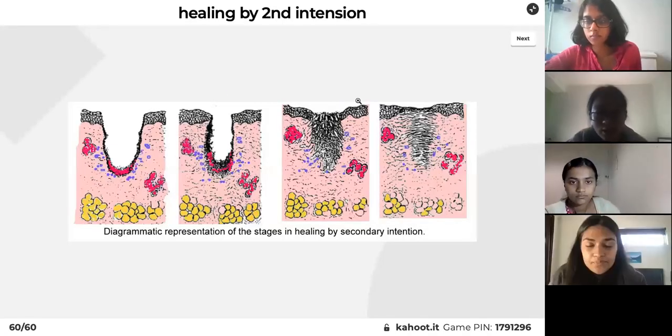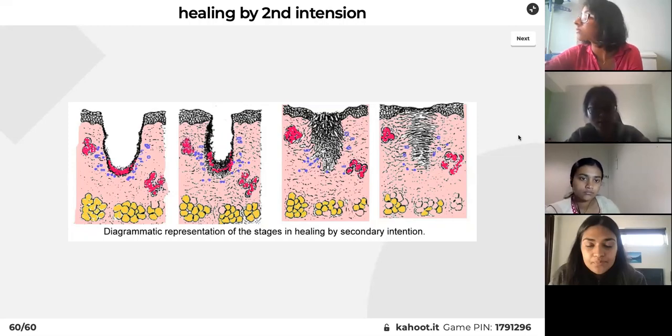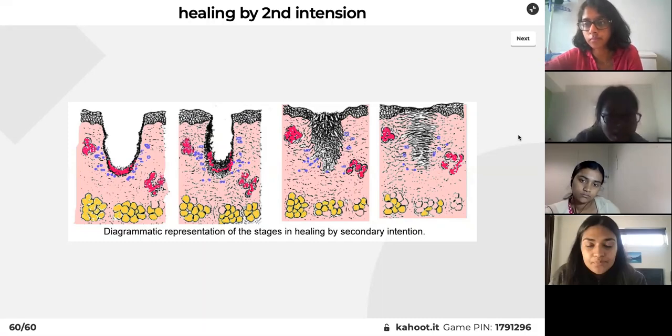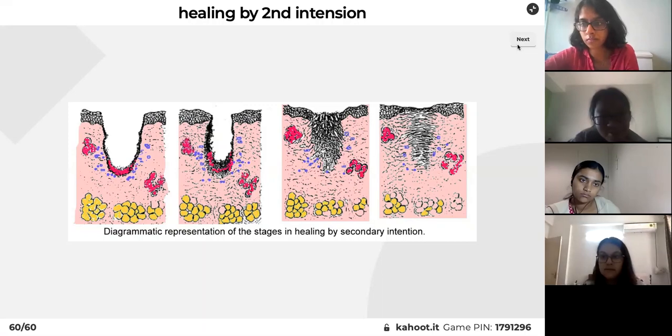Yeah, and as you can see, what happens here is you have granulation tissue that forms from the bottom of the wound, because the wound is deeper and bigger. So the sides of it are not close together, and you have to heal from the bottom. The granulation tissue is basically connective tissue and microscopic blood vessels. So that's the difference.